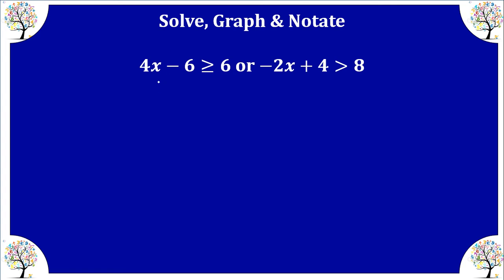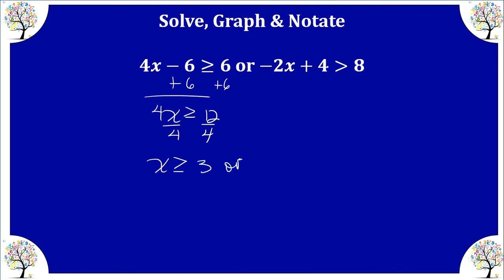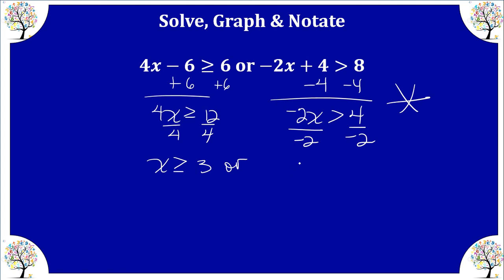Let's do a couple of compound. So this is OR, so I'm just going to solve these totally separate. So we're going to add 6 to both sides. We have 4x is less than or equal to 12. We're going to divide by 4, and my solution can either be greater or equal to 3, or we're going to solve this. We're going to subtract 4. We have negative 2x is greater than 4. We're going to divide by a negative 2. We're going to flip the inequality around. So our solutions can either be this or this.